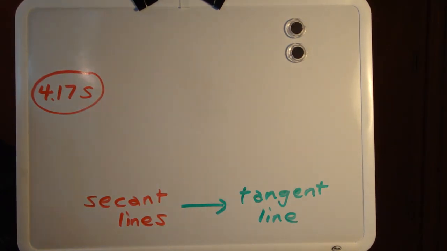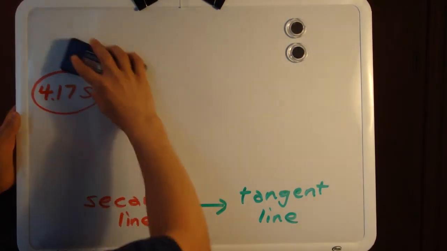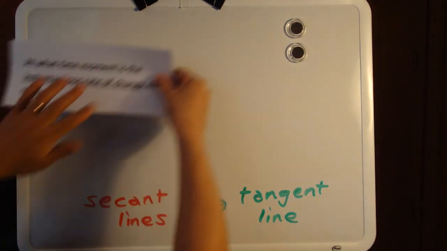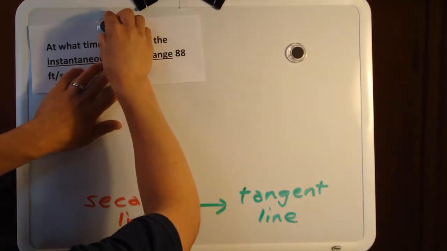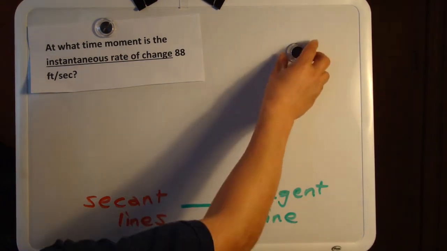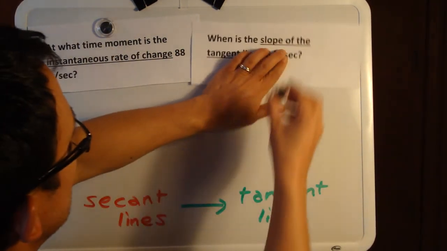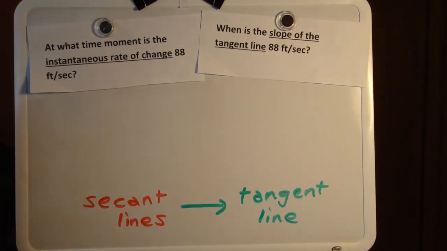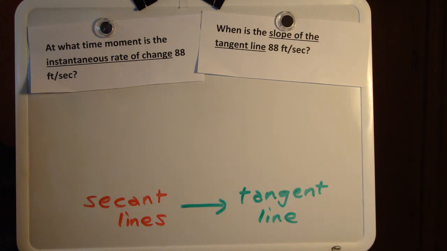Okay, so the last idea that I really want to talk about here, just to summarize what this is all about, is the question that the man driving the car was asking. At what moment in time is my instantaneous rate of change 88 feet per second, right? When was the reading 60 miles an hour? And what we pretty much investigated in this lesson was seemingly a different question, right? And this question was, when is the slope of the tangent line 88 feet per second?